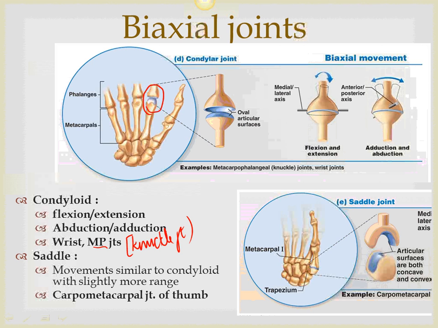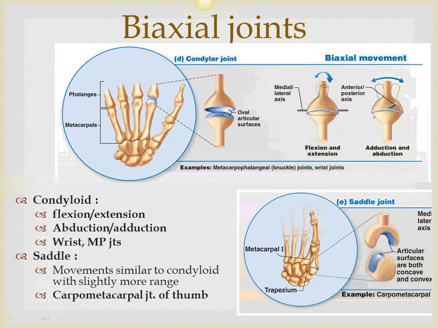And abduction, if you remember, was when you spread your fingers, right? That's abduction. And adduction is when you get them together. So that movement occurs at this metacarpophalangeal joint, okay? So flexion is curling your fingers into your palm. Extension is when you uncurl them. Abduction is when you spread your fingers apart. Adduction is when you get them together.